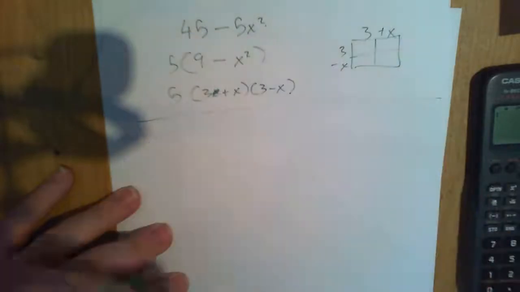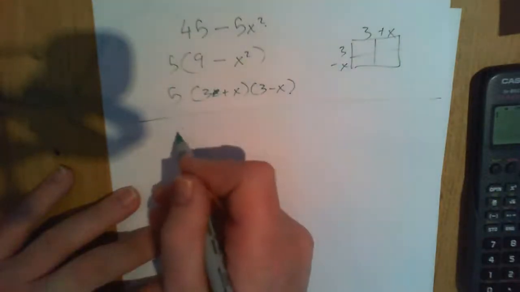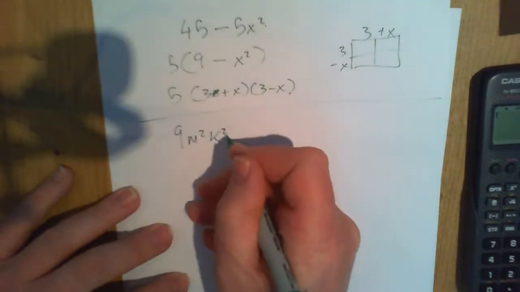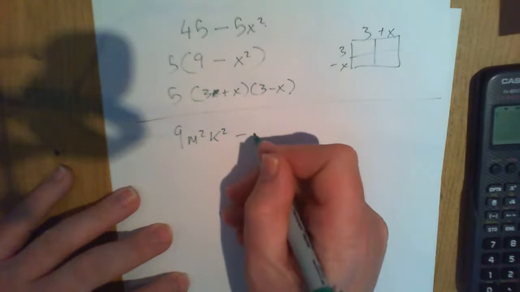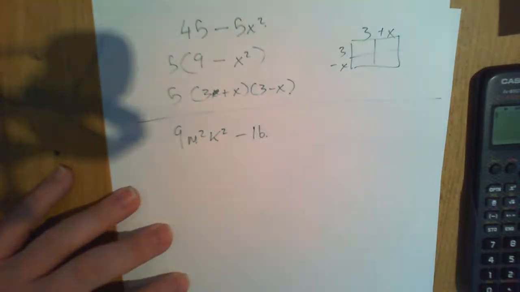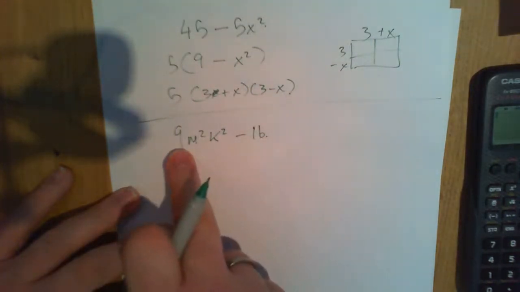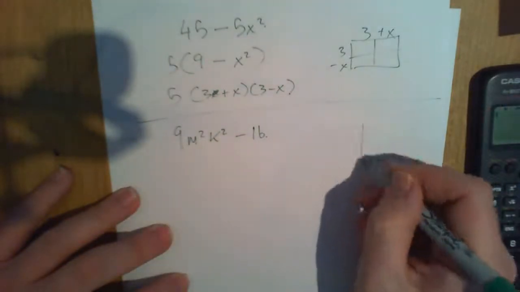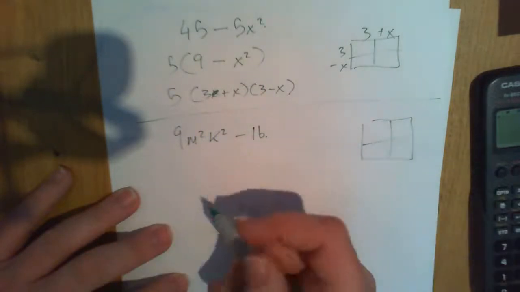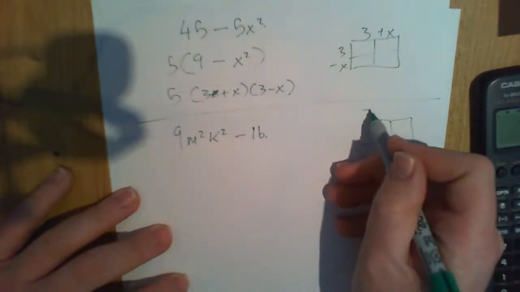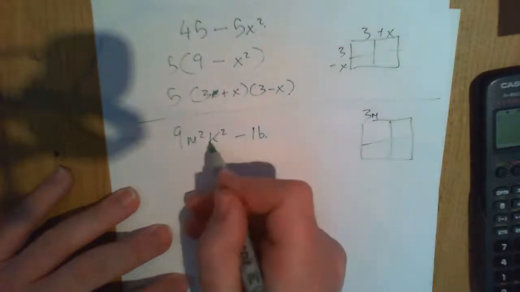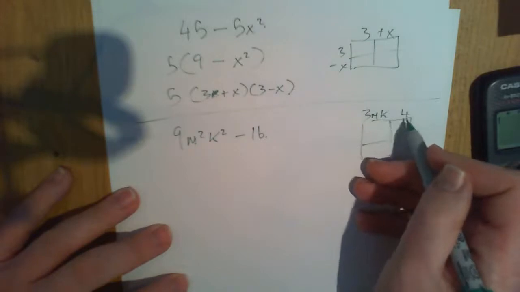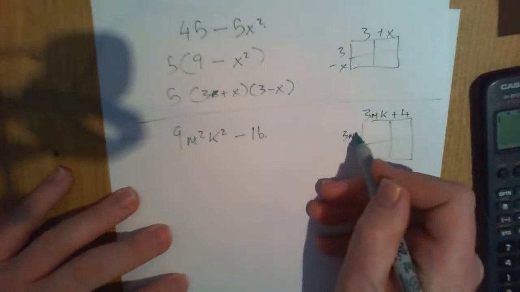9m squared k squared minus 16. So 9 is a squared number, so is 16. So let's do our grid. No need to find factors here. Square root of 9, square root of m squared, square root of k squared, square root of 16. Put a plus, do the same thing, put a minus. 3mk plus 4, 3mk minus 4.